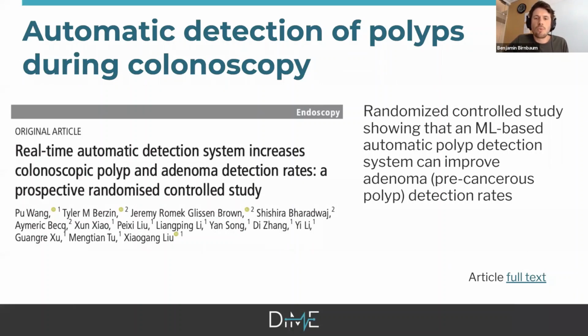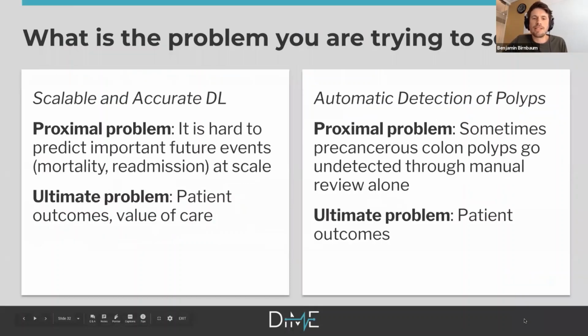So the first question was, what is the problem you're trying to solve? And this is an important question because answering it is a prerequisite, obviously, to evaluating how well the approach works, how well you're actually solving the problem. I like to break this question down into two levels: what is the proximal problem and what is the ultimate problem. For the first study, the scalable and accurate deep learning on electronic health record data, the proximal problem is that it's hard to predict important future events for patients, like in-hospital mortality and unplanned readmission. And it's especially hard to do this at scale, given that physicians' time is limited.